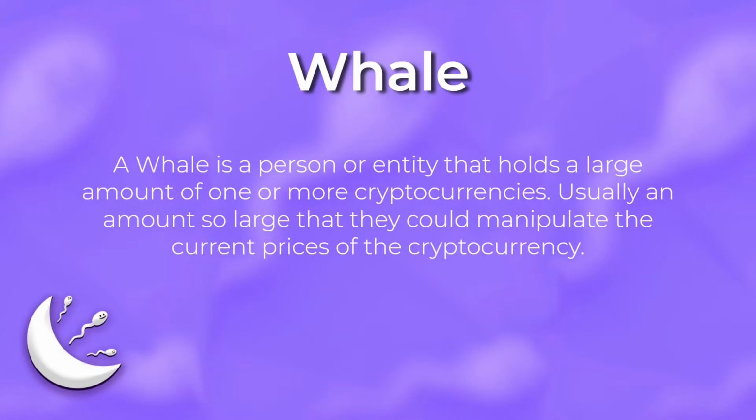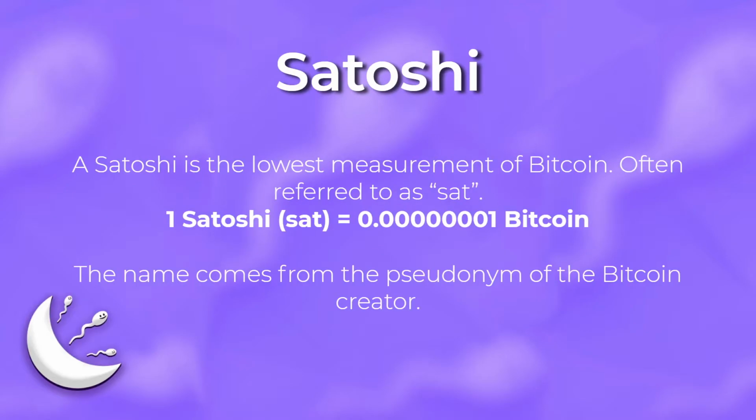A whale is a person or entity that holds a lot of cryptocurrency, so a large sum of it. And sometimes the amount can be so large that they can actually manipulate the price of a crypto asset all on their own.